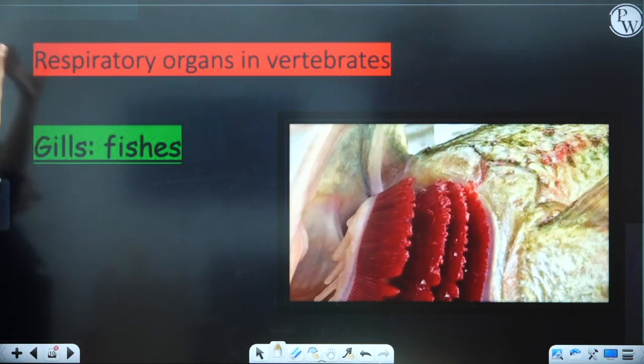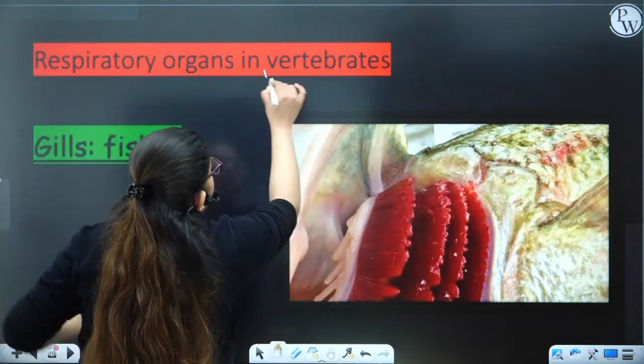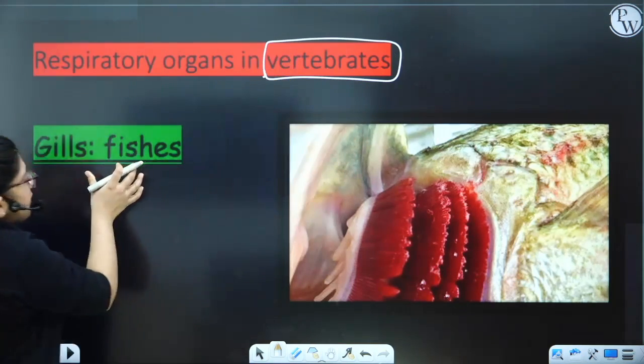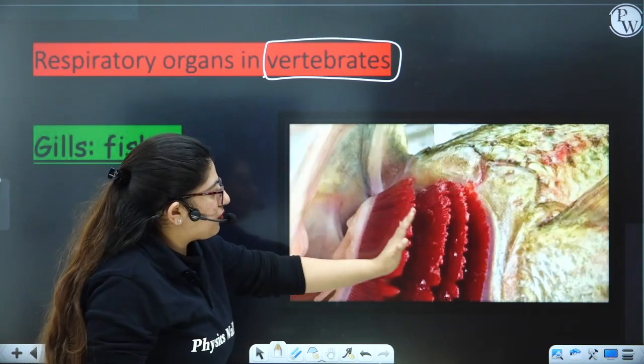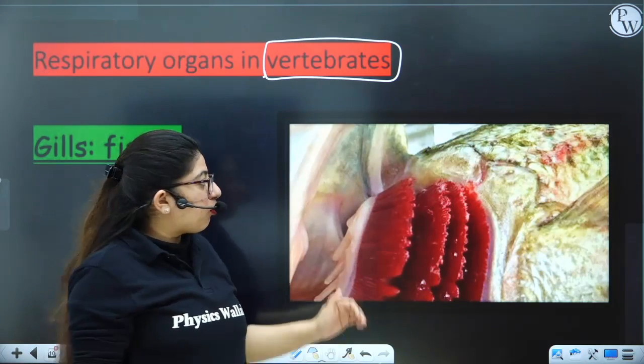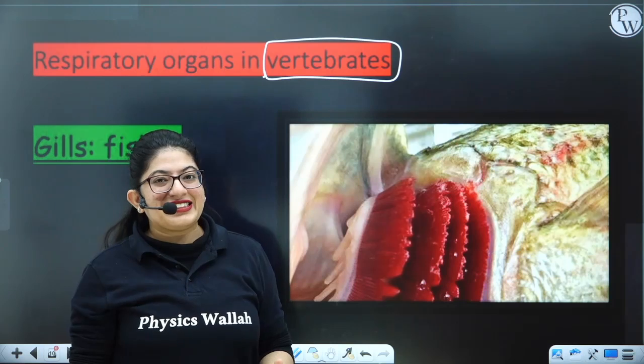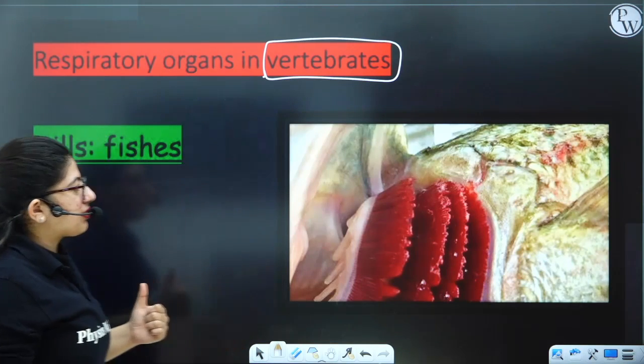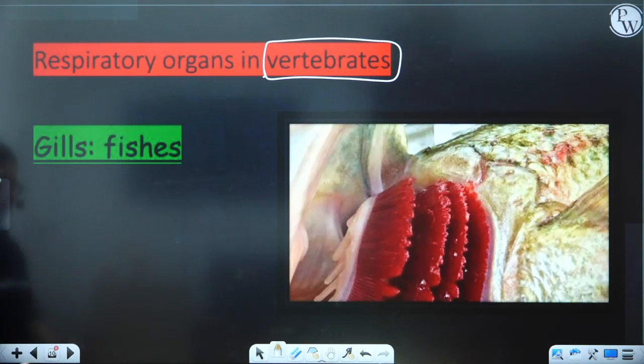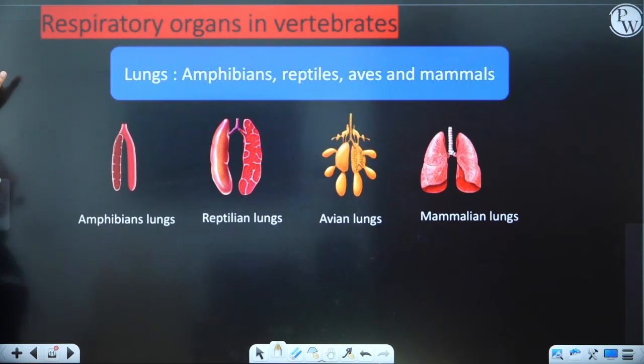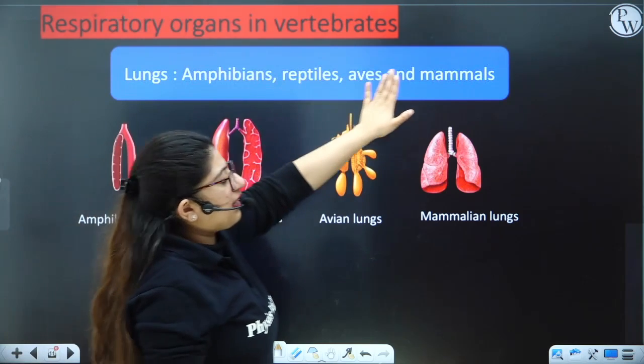Next, invertebrates, right? All those were invertebrates. Now these are vertebrates. So first, as I've told you, fishes, these are gills in fishes. They are also filamentous but more developed than the gills in the aquatic arthropods and mollusks. So the fishes have gills. Next, we'll talk about lungs. So lungs are present in all the terrestrial organisms: amphibians, reptiles, aves, and mammals.